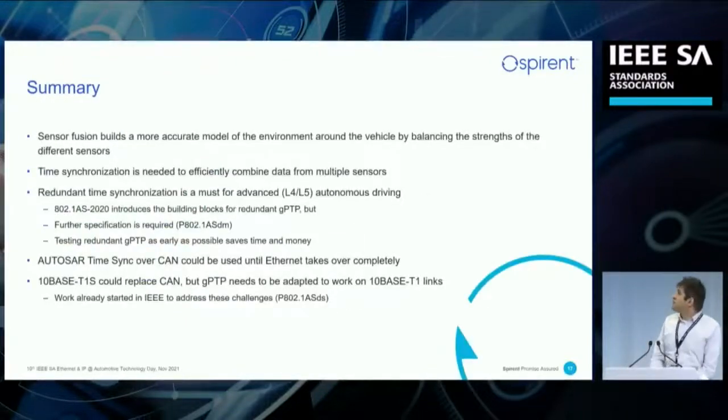And with this, we come to the end of my presentation. We saw that sensor fusion is important to build a more accurate model of the environment around the car and to benefit from the strengths of different sensors. We need time synchronization, and we need time synchronization in a redundant way. We have the possibility to use AUTOSAR time sync over CAN until we have Ethernet in all the parts of the automotive network.